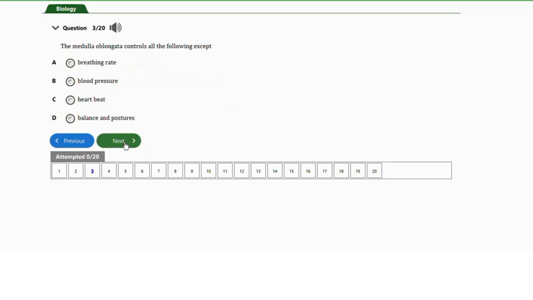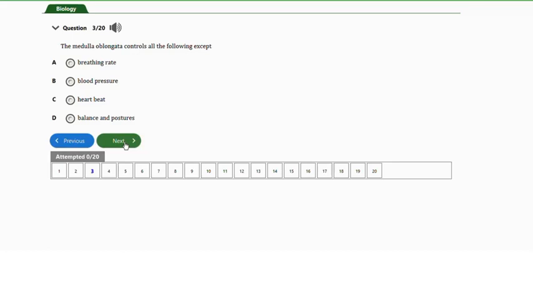So guys, let's look at the next question. That's question number 3. The medulla oblongata controls all the following except A, breathing rate, B, blood pressure, C, heart rate, D, balance and postures. So guys, the answer to this question is option D, and that's balance and postures.